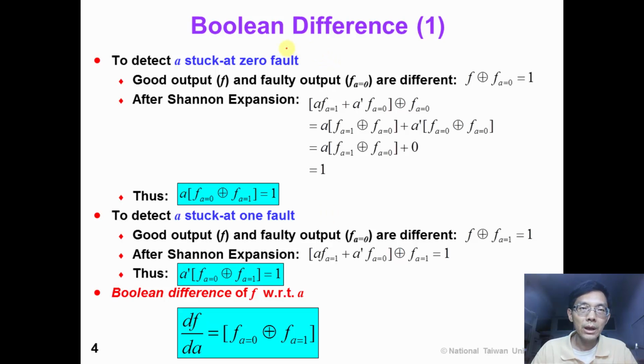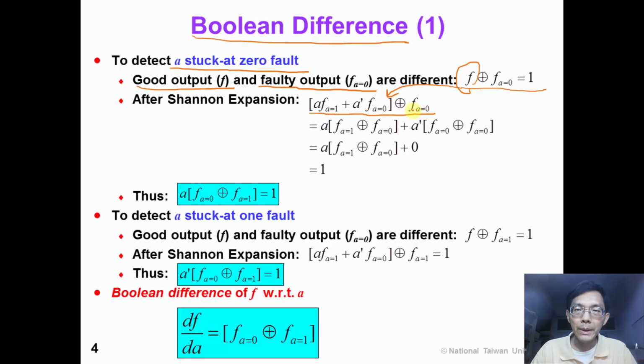Now we will introduce the concept of Boolean difference. To detect input a stuck at 0, the good output f and the faulty output, which is f sub a equal to 0, they should be different. So we can write the Boolean equation as f exclusive-OR the negative cofactor equals to 1. Now we can do a Shannon expansion of f. So we obtain this equation.